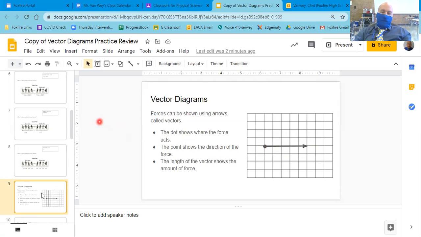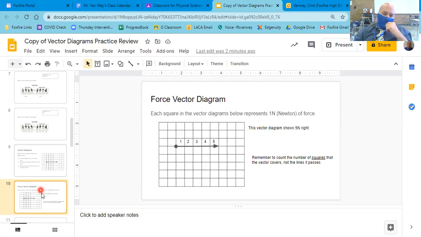But technically, we should always make the length of the arrows proportional to the amount of force. Again, we'll see what this kind of looks like when we do free body diagrams. There are some shortcuts to this, so we're not drawing forces that go clear off the page, or vectors that go clear off the page. Each square in the vector diagram, remember, represents 1 Newton of force, although I could say that each square represents 1,000 newtons of force if I wanted to.